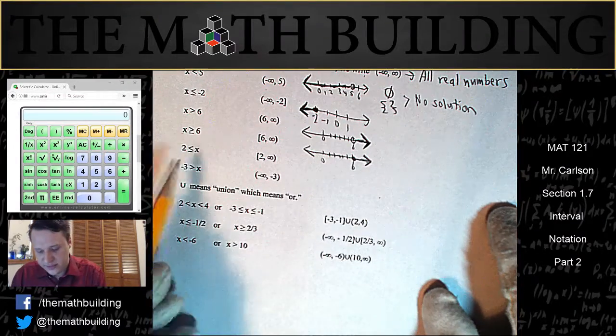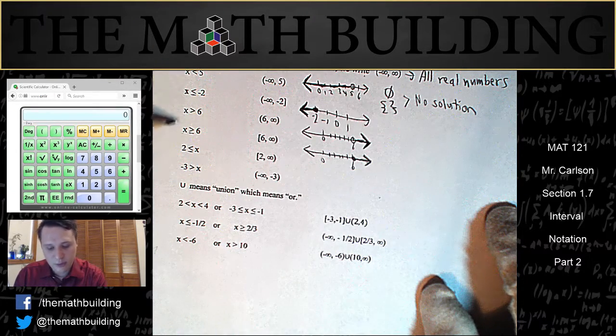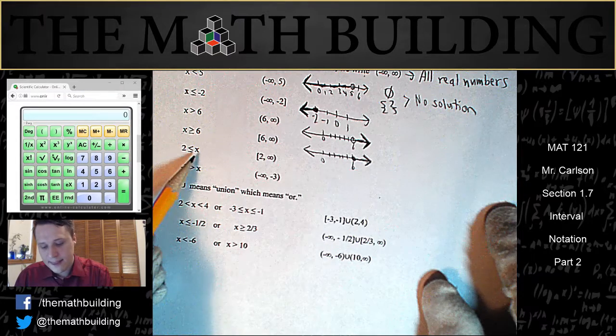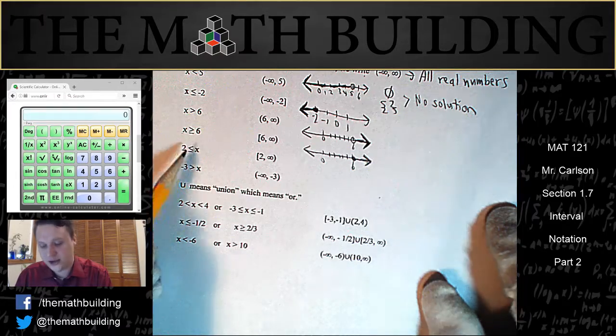Let's just quickly do these last two. Here I have x on the right side. On all the previous ones, x was to the left. So be very careful how you read this. X is bigger than or equal to 2. Okay, x is bigger than or equal to 2.